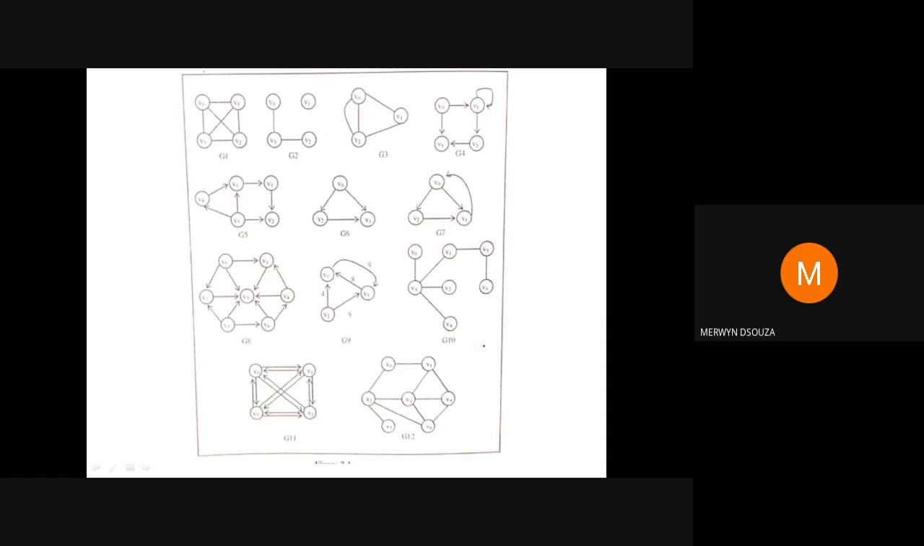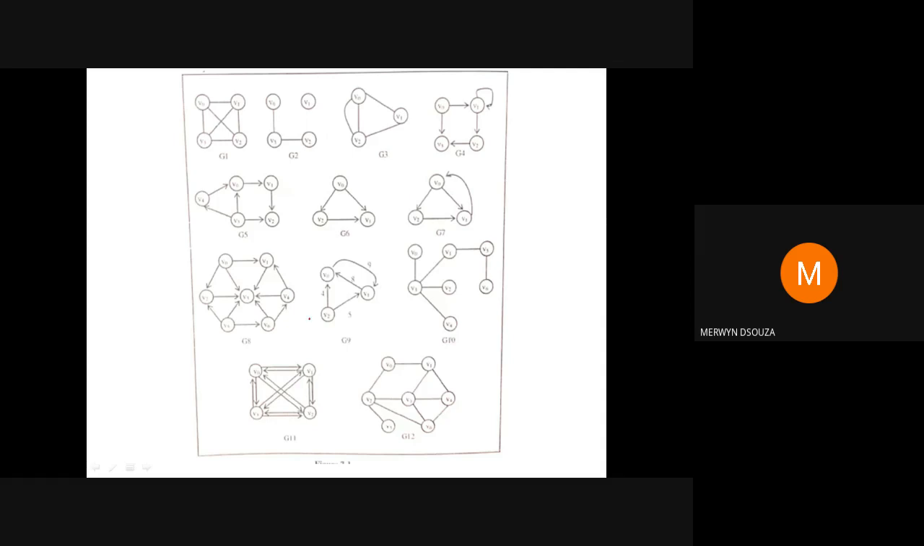The next definition that you need to know is a subgraph. The 4 vertices are given in G1, but I'm just considering a part of the graph, this part here, and this will be known as a subgraph. Just like in your tree, you had a lot of nodes, a left subtree and a right subtree; you would consider a part of the tree, which would be known as a subtree. Similarly, if you consider a part of the graph, it is known as a subgraph.